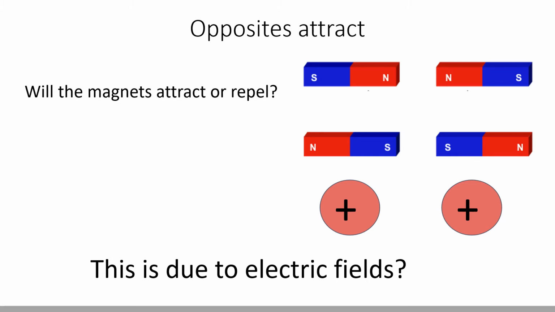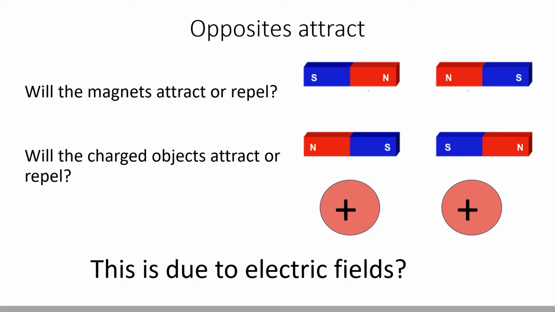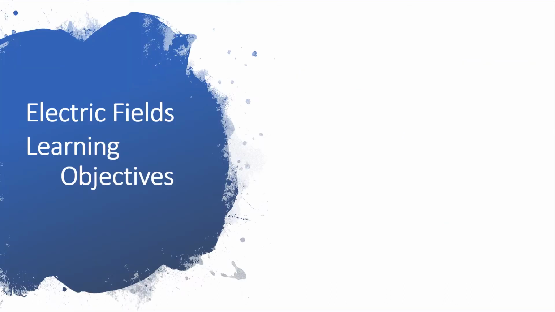And what about electric fields? The electric fields will repel each other. The two positives will repel each other. A positive and negative will attract.